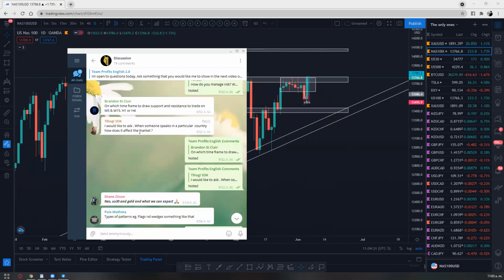So let's see. When someone speaks in a particular country, yes, of course, it depends on what you're trading. Let's say you're trading Aussie, AUD/NZD. If the president of Australia talks and says something, it may affect the currency, of course. Yes, that actually could happen with currencies. But especially with Nasdaq, US 30 and US 500, if a president from Australia speaks, I don't think it's going to be affected because it has nothing to do with the United States.